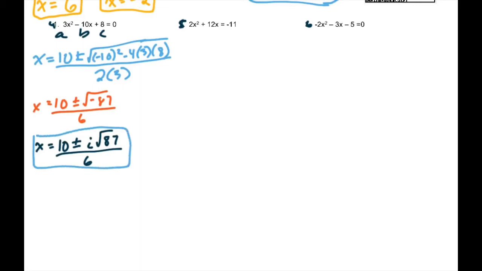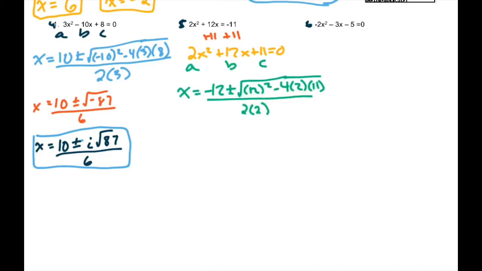So our final answer to number 4 here is going to be 2 imaginary solutions, and there are 2 because plus or minus, 2 solutions here. Make sure you realize you're getting 2 solutions. Try number 5. So that first step, hope you didn't forget, is to get everything equal to 0, so we had to add 11 to both sides.